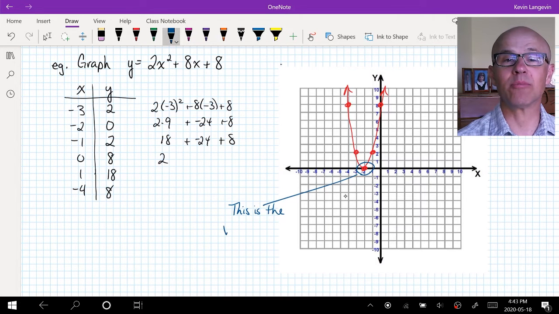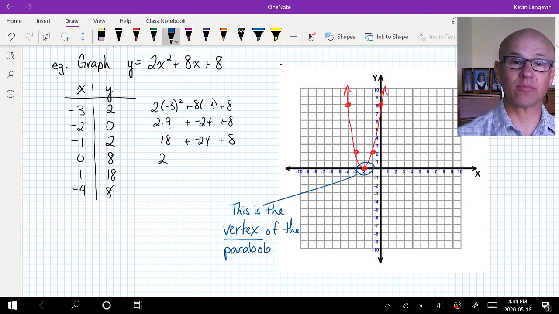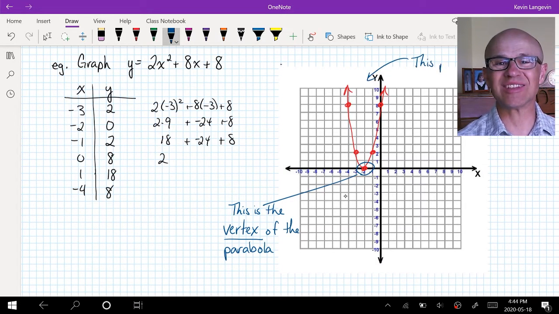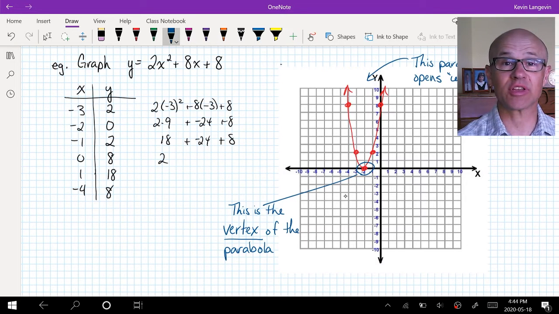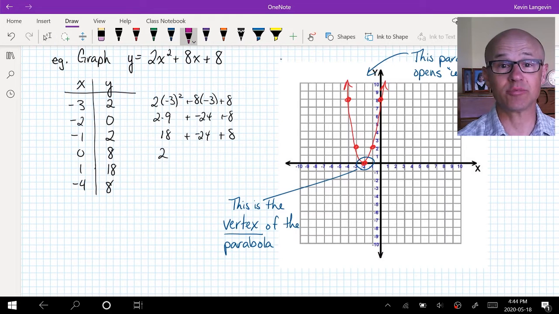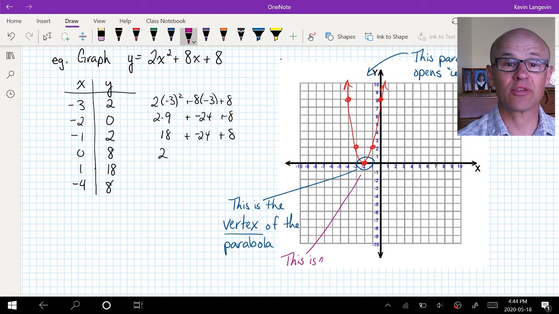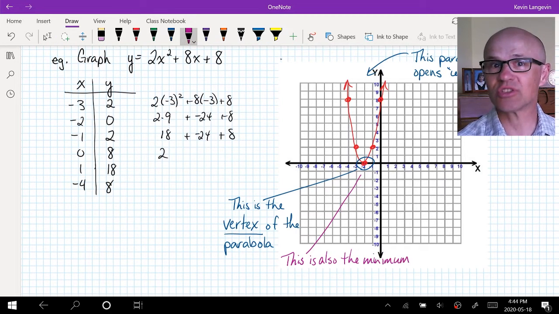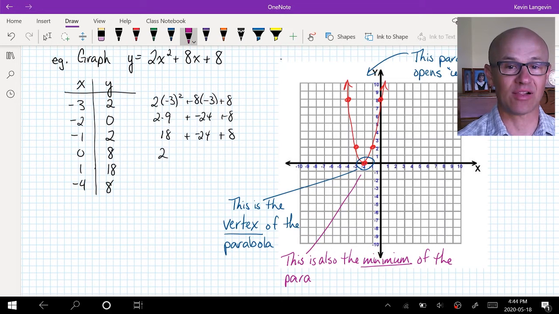The point at the bottom, this is called the vertex. It's at the bottom because this particular one opened upwards. The reason it opens upwards is because the 2 connected to the x squared is positive. The vertex, because it opens upwards, is also known as the minimum value.